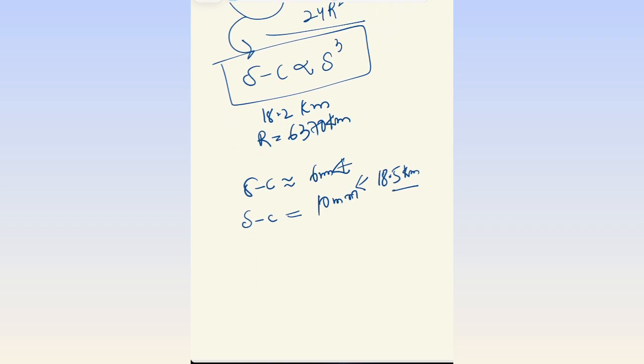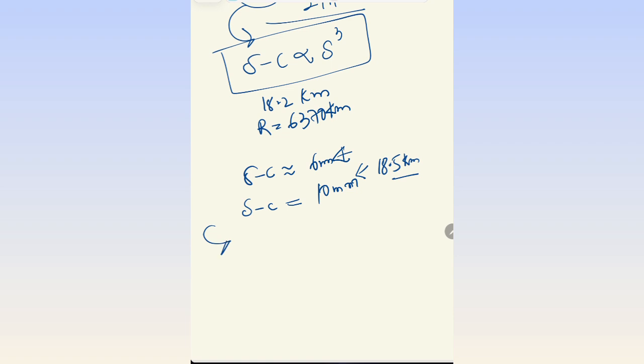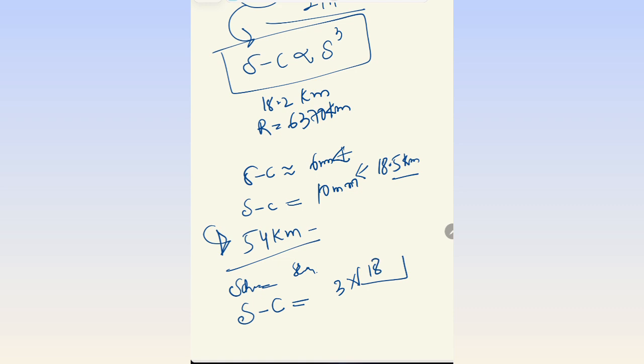If the question was asked like that, if the distance is 54 kilometers, what is the difference between the arc length or geodetic distance and the plane distance, what is the difference between the arc distance and the chord distance? Simply, it is 3 times what we have used, that is 18. So for 18 kilometers, 3 times 8 is 24, so 3 times is 54.